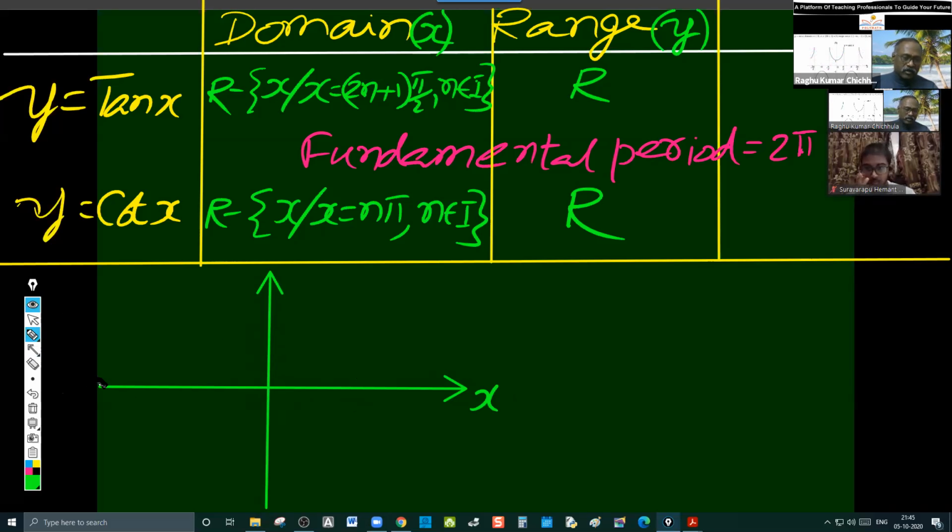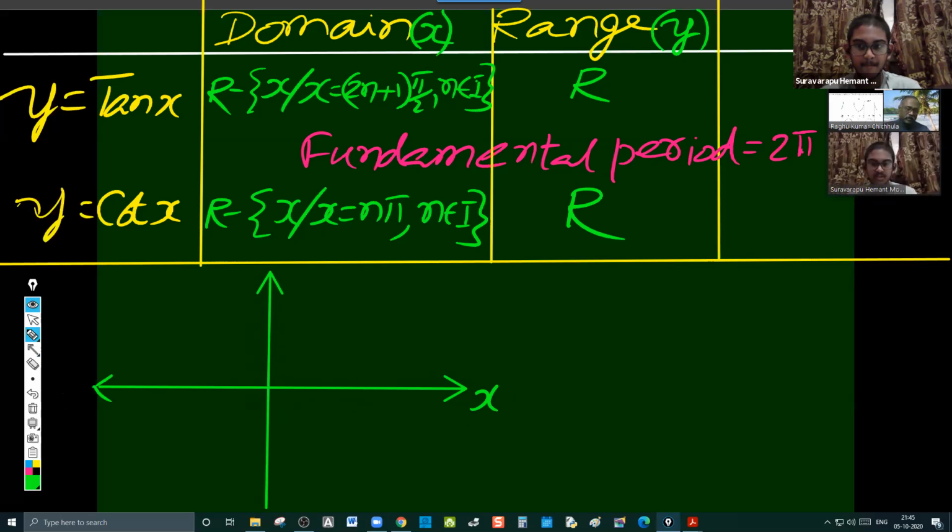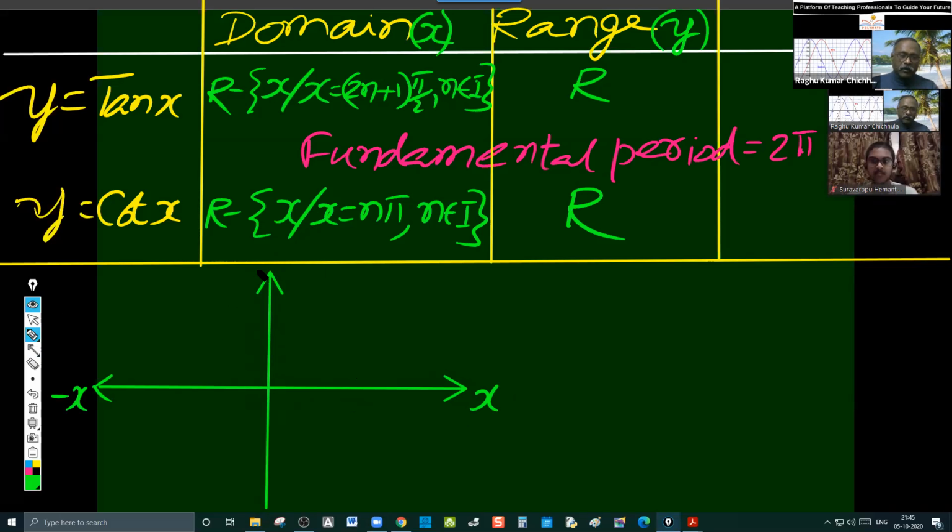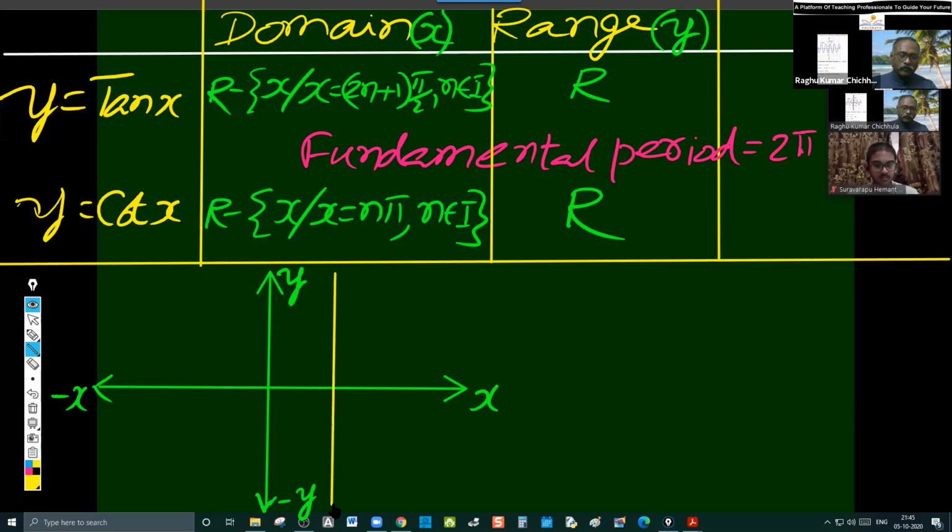Slope concept, I think you might have got in your lower classes. Did you? In straight line? Kind of, sir. Yeah, not completely. So, if you take this as y-axis, this will be negative y-axis. And how to show pi by 2 and minus pi by 2 here, this line represents plus pi by 2. Similarly, this line represents minus pi by 2.